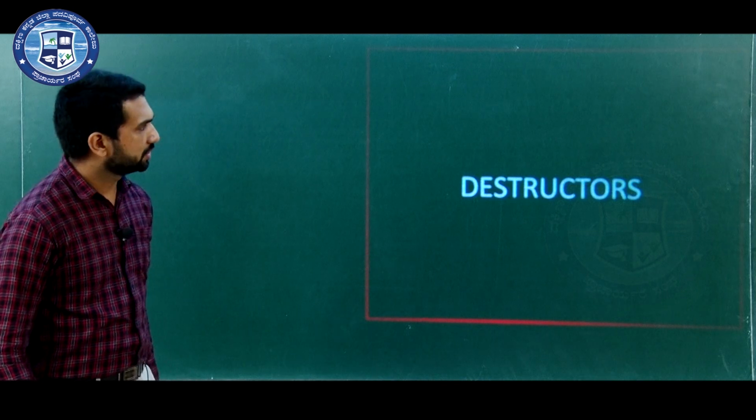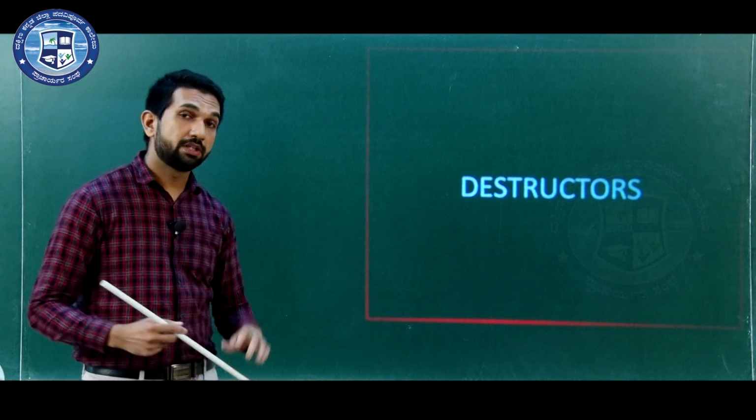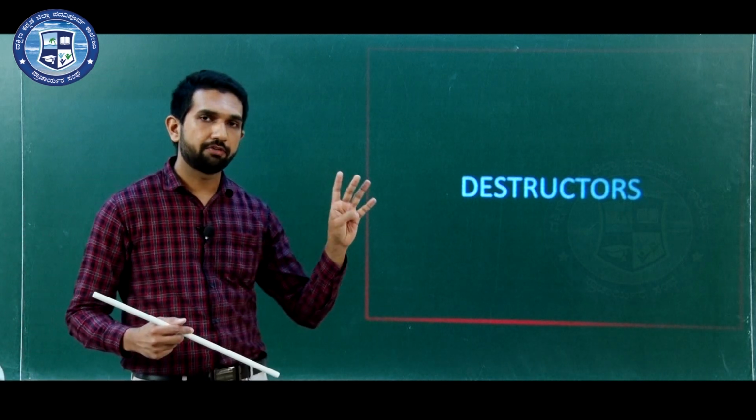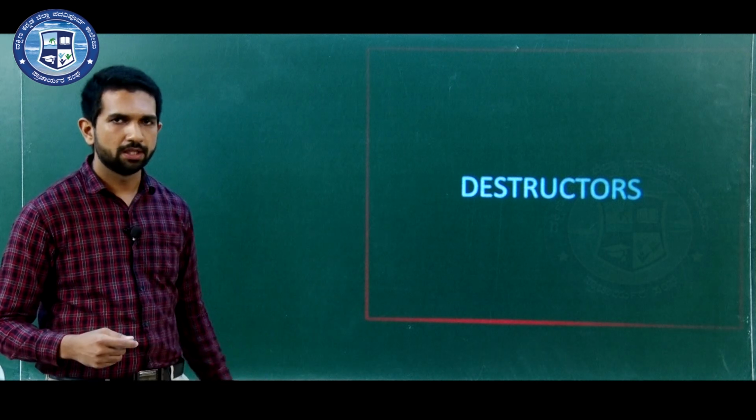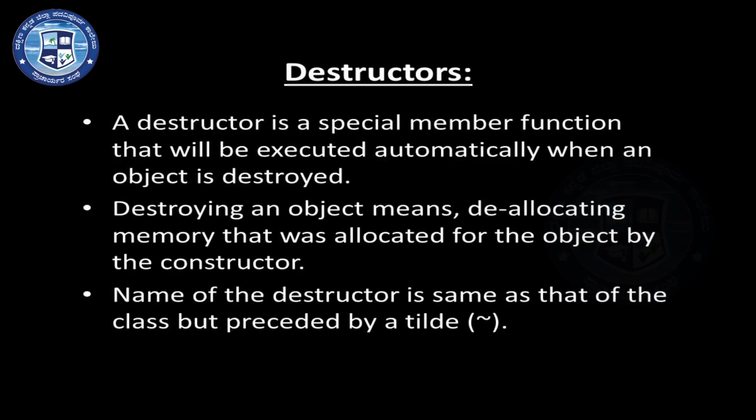After completion of this topic, constructor, so 3 types of constructors are completed: default, parameterized and copy constructor. After that, destructor concept we have to study. So what is a destructor? A destructor is a special member function that will be executed automatically when an object is destroyed.